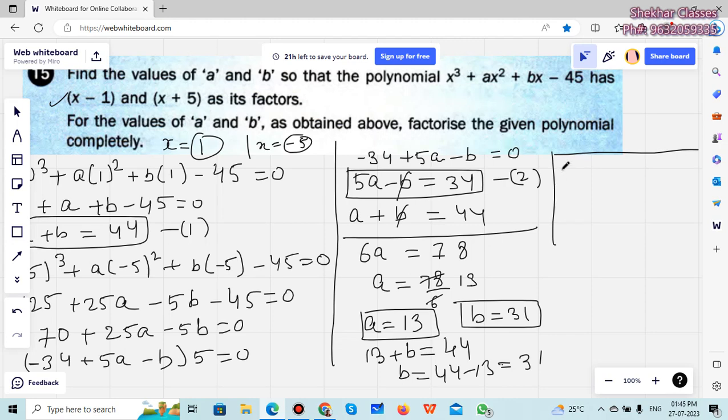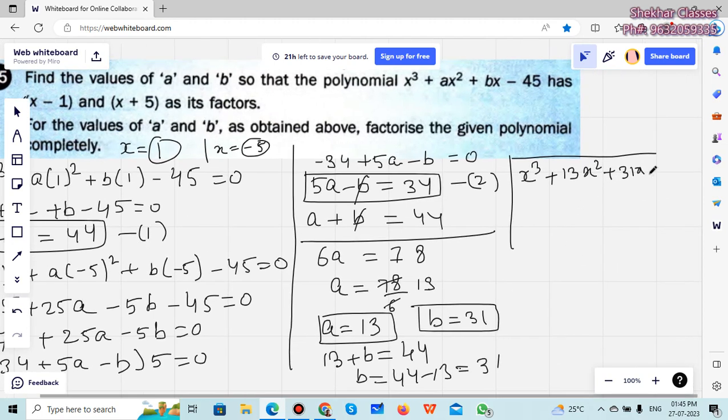So x cube plus, what is a? A is 13, so I'll put here 13x square plus bx. So what is b? B is 31x and minus 45. So this is the polynomial that we have now. We have to factorize this.